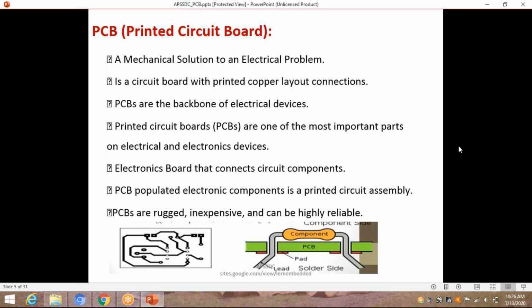Now coming to a clear point of view about printed circuit boards. Here you can observe the first point, a mechanical solution to an electrical problem. Can anyone tell me what that means? A mechanical solution to an electrical problem. We can customize a circuit in mechanical form, sir. Okay, some more answers.